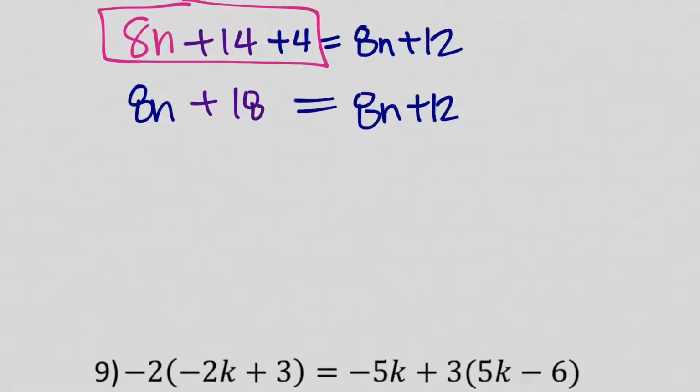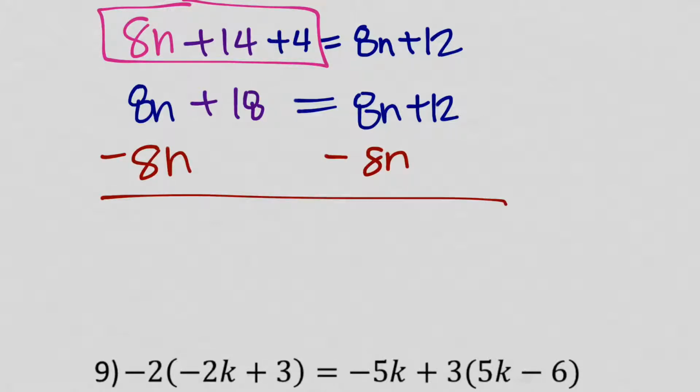I have 8n on both sides of my equal sign, so I'm going to get rid of this one. Doesn't matter which one I get rid of, but I want to get rid of this one. So the opposite of 8n is minus 8n. And when I do the opposite, these guys are going to cancel out. And I'm left with 18 on the left side equals 12.